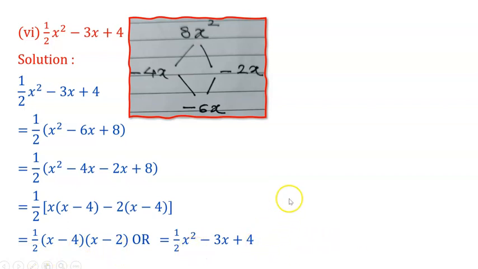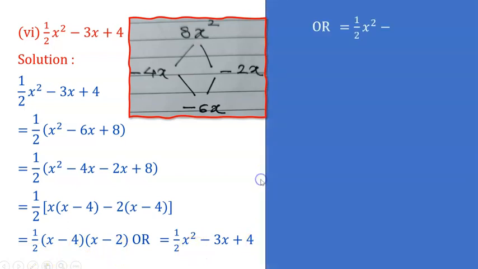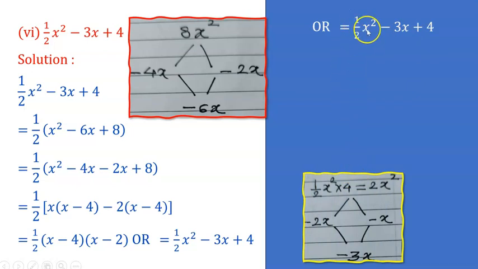Or this can be simplified in this manner also. See this here. (1/2)x² − 3x + 4. Again here the product of (1/2)x² and 4 is (1/2)x² into 4, then you will get 2x². The middle term is −3x. Now find two numbers whose sum is −3x and whose product is 2x². Therefore, replace this −3x by −2x − x, so that their sum is −3x and the product is 2x².